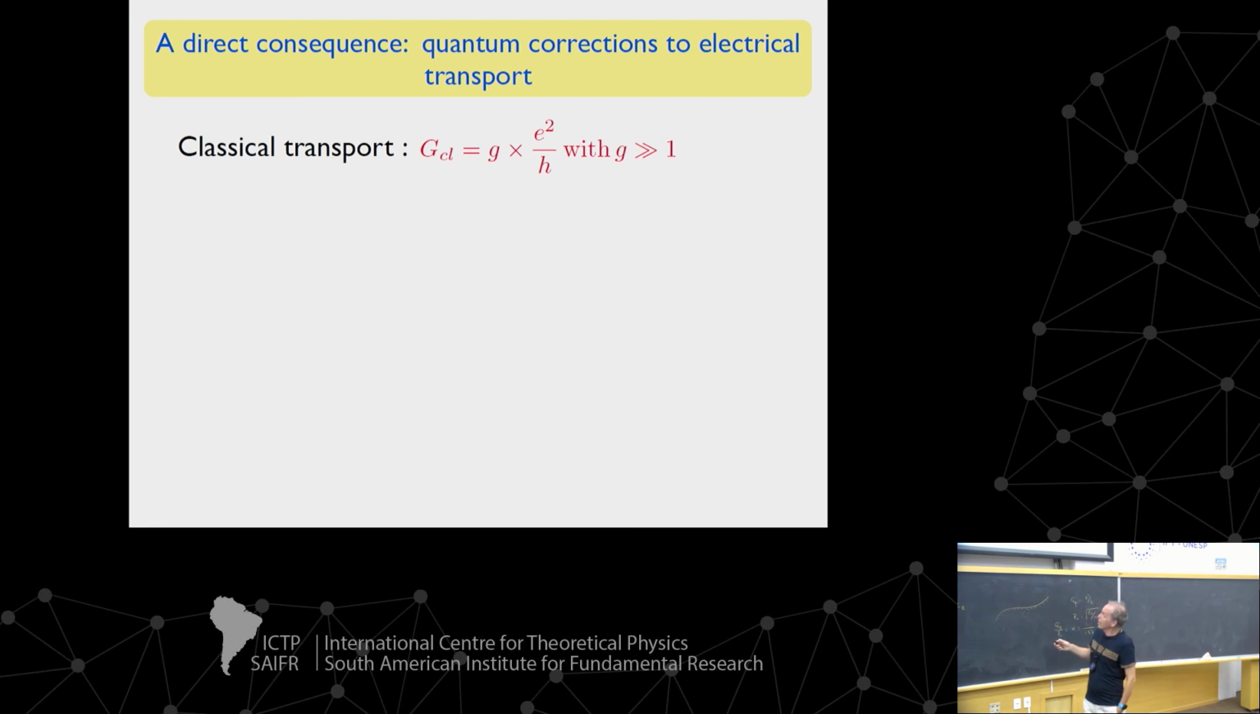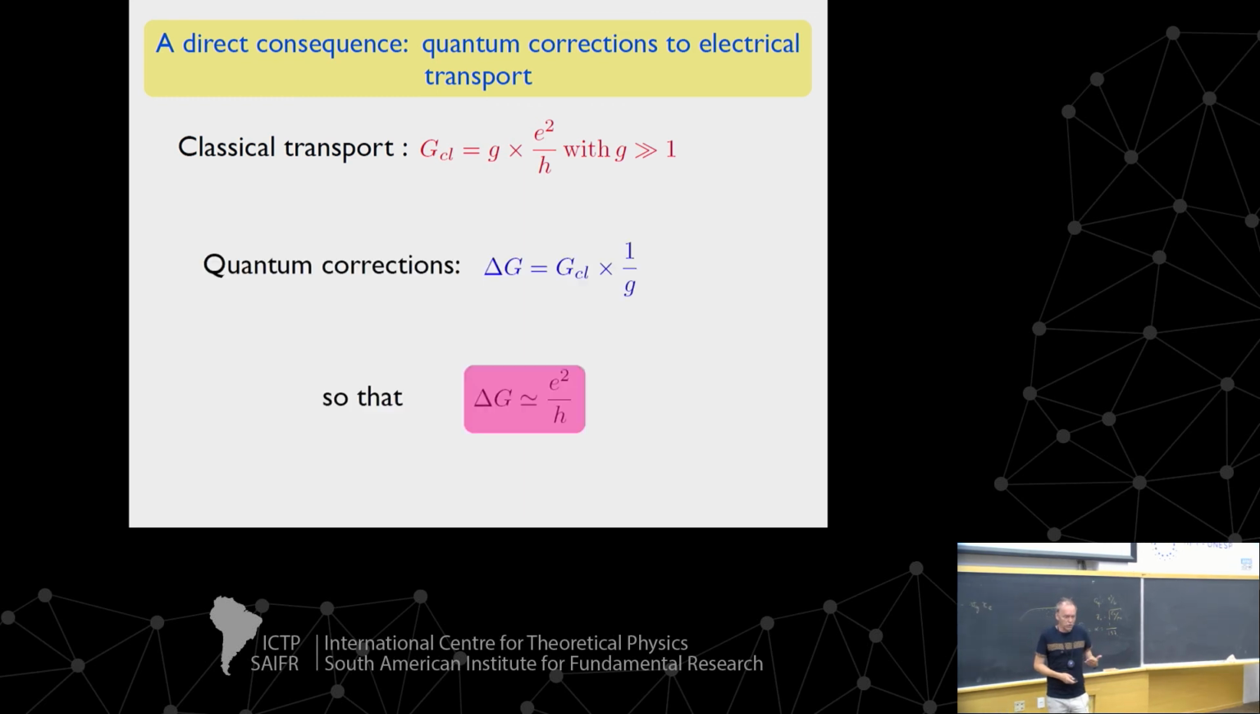So classical transport is driven by this classical conductance. Classical conductance is this parameter g times e squared over h, where this parameter g is large, because conductance is large. Now, quantum corrections, what do they give to me? They are given by the classical conductance times this probability to have a quantum crossing, which is proportional to 1 over g. This is what we saw.